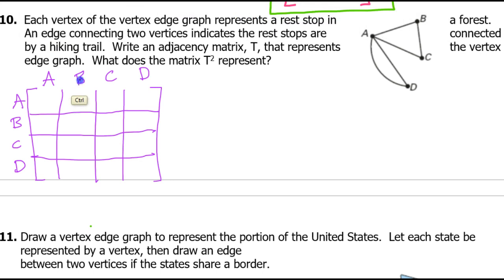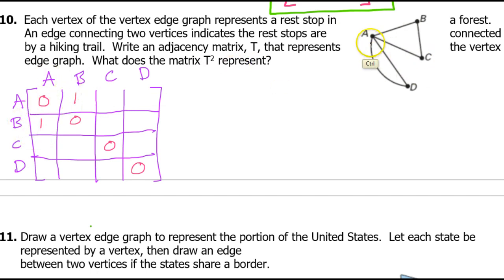Okay, so now, you can't have a trail that's connected to itself. You can't have a campsite connected to itself. So there won't be any numbers along the diagonal. Okay? There is a trail between A and B. There's one trail between A and B, so I'll put ones here between A and B.